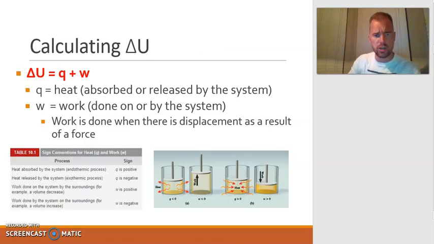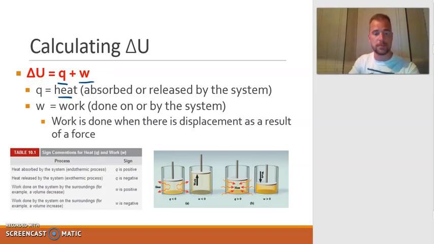All right. So here's our equation again. We can calculate change in internal energy by simply doing Q plus W. Very easy equation, right? Just take two numbers, add them together. But here's the trick. You need to make sure that the Q and the W have the correct signs, either positive or negative. So let's talk about that.